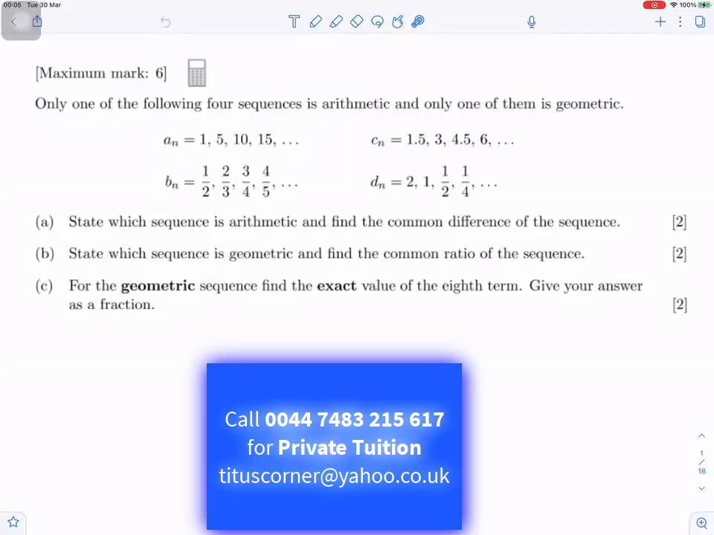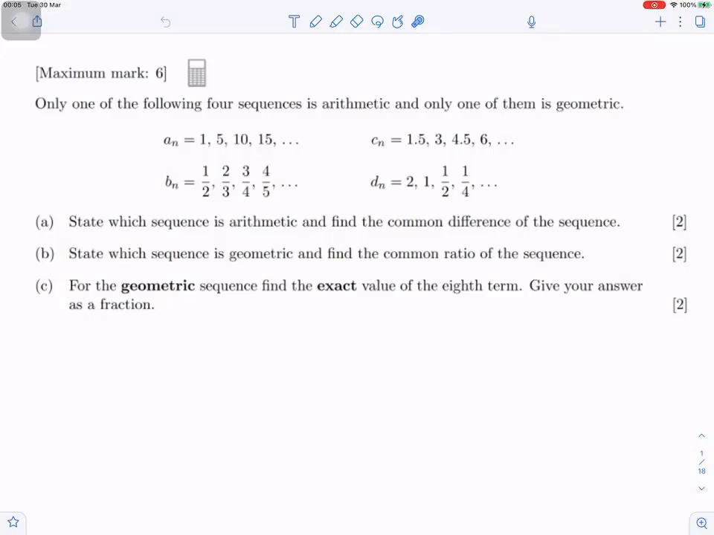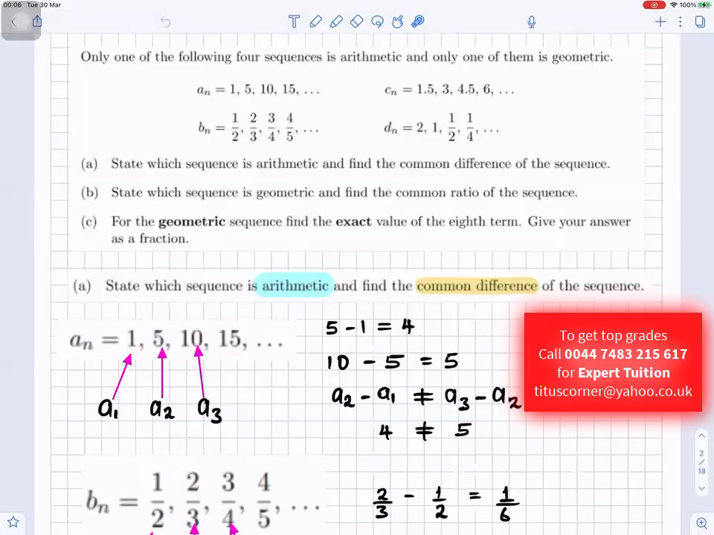Standard level AI, sequences and series. Only one of the following four sequences is arithmetic, and only one of them is geometric. State which sequence is arithmetic and find the common difference of the sequence. You can pause the video and have a go at it, and when you're ready, press play to see the answers. Part A: state which sequence is arithmetic and find the common difference of the sequence.